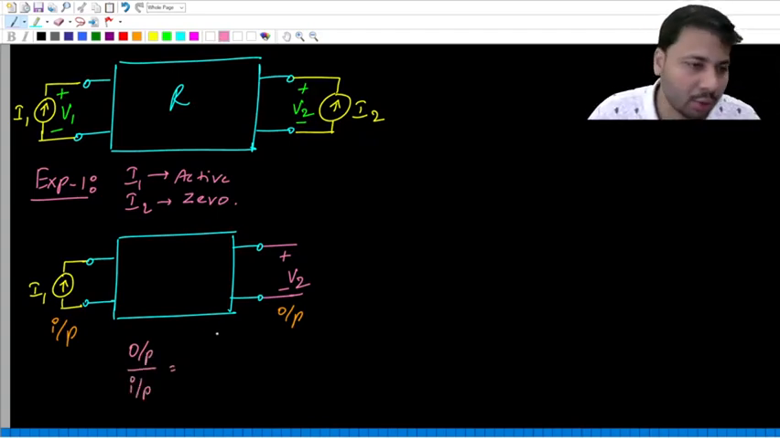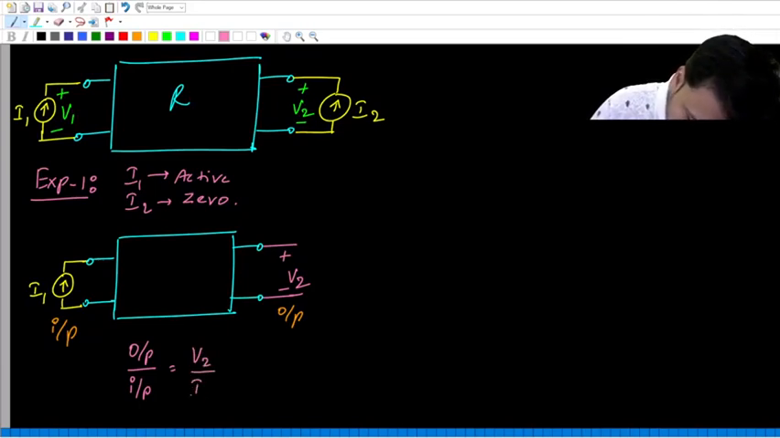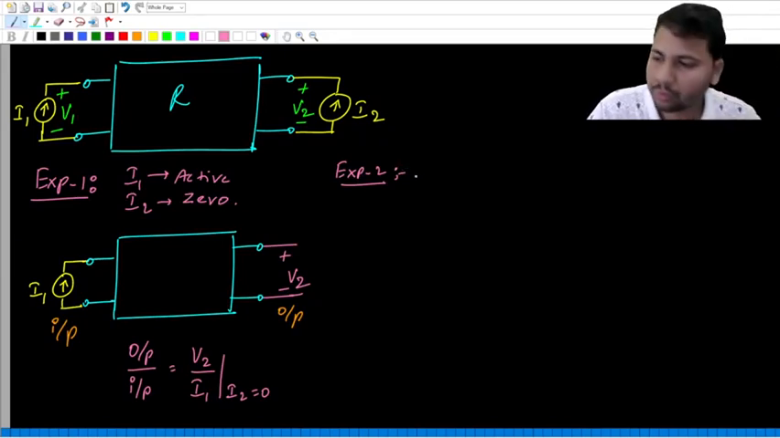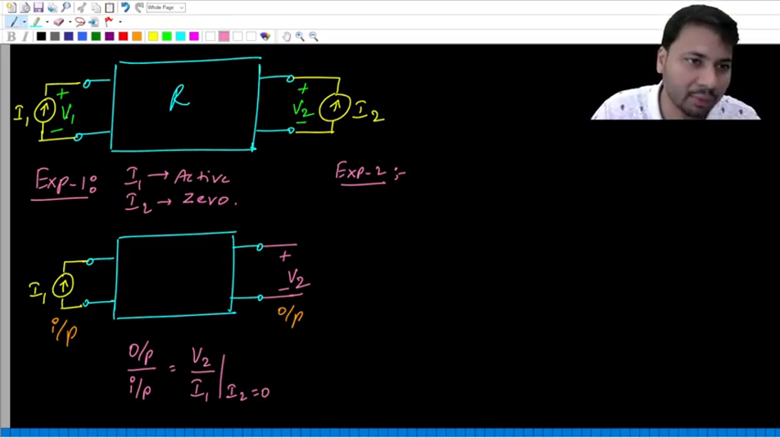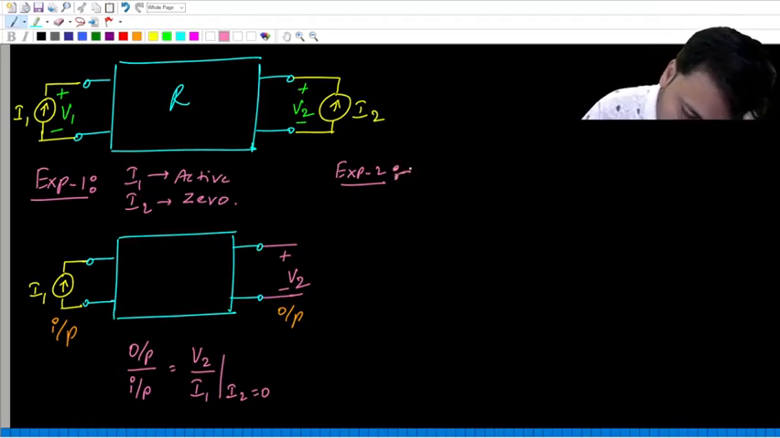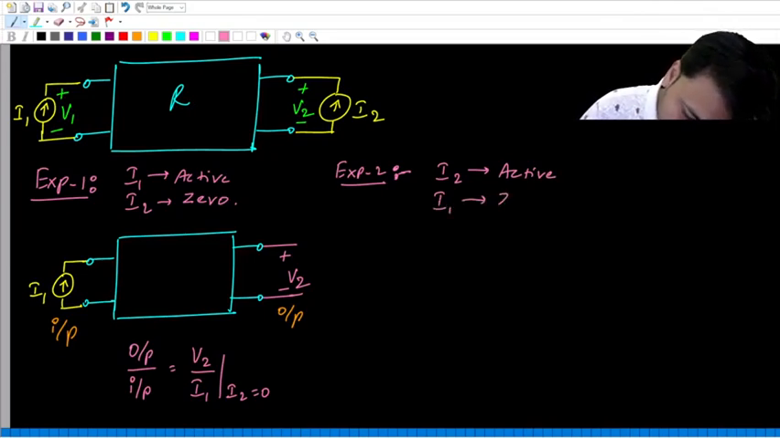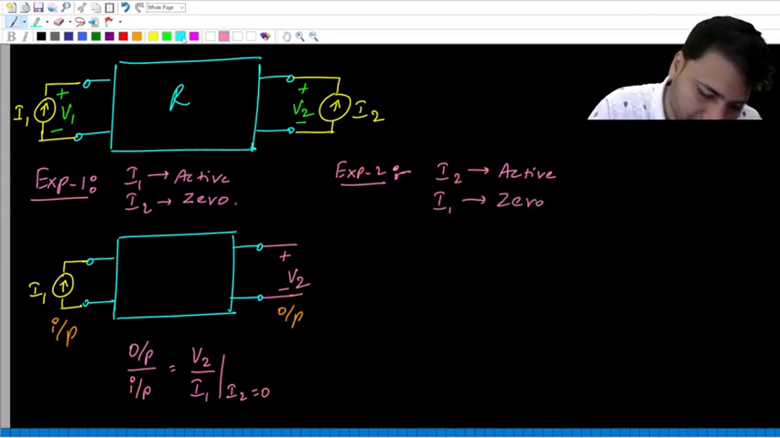And also I told you, in each experiment we find the ratio of output to input. So what is the ratio of output to input in this case? It is V2 by I1 when I2 is made 0. What is the second experiment? The current source on the right side we keep active and the current source on the left we make 0. So I2 this time is going to be active and the I1 current source we make 0.